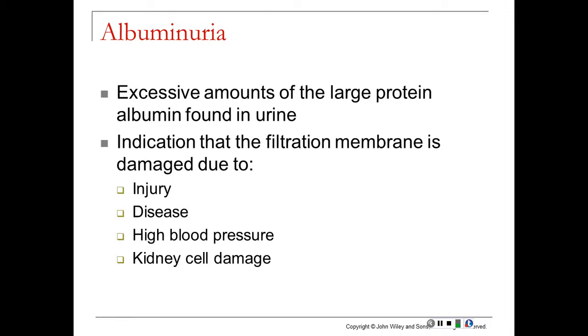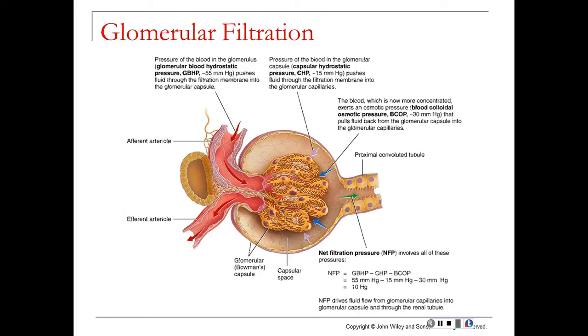One is albuminuria. This is protein found in the urine. Protein is very uncommon in the urine. Let's just take a look back here. These little slits, while they look very large, they're actually very, very small. And protein molecules are very large. They're actually too large to fit through there.